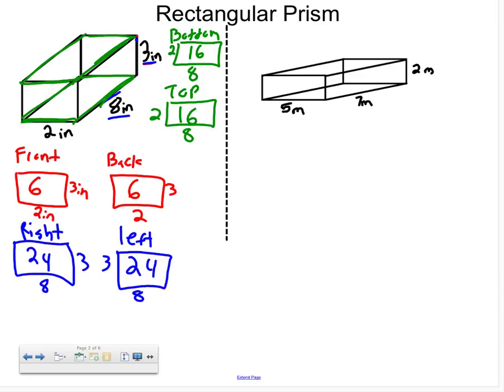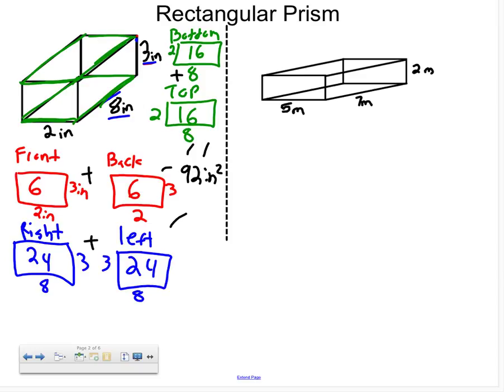So if we add up all these areas together, to get the area of the original 3D shape, we're going to add up front plus back plus left plus right plus top plus bottom. All of these come together, and we're going to make 6 plus 6 plus 24 plus 24 plus 16 plus 16, 92 square inches of space. So the surface area is 92 square inches around that object.